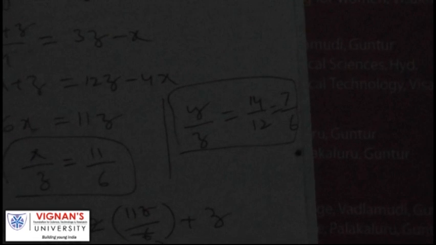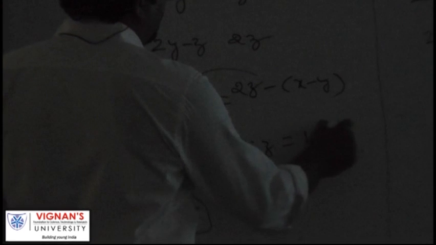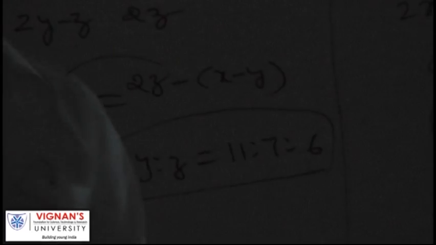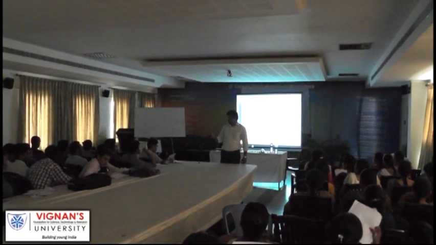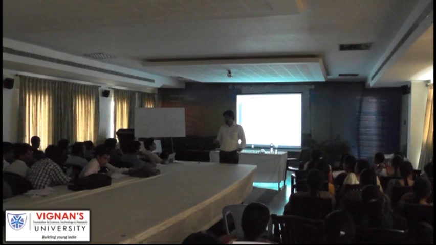Now we got the ratio of x to z, we got the ratio of y to z. In both the cases z is 6 only, so we can combine it. So x is to y is to z is 11 is to 7 is to 6. If you have to solve it like this, it's better not to solve, right? But the same problem can be solved in a few seconds, 10 seconds.